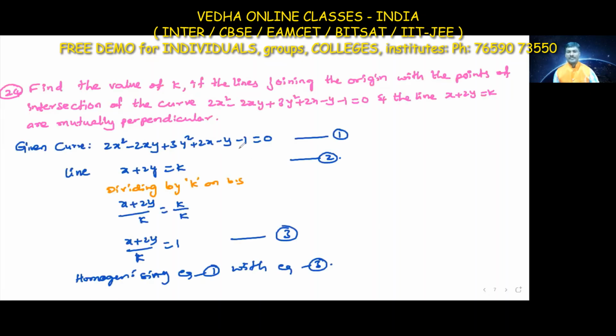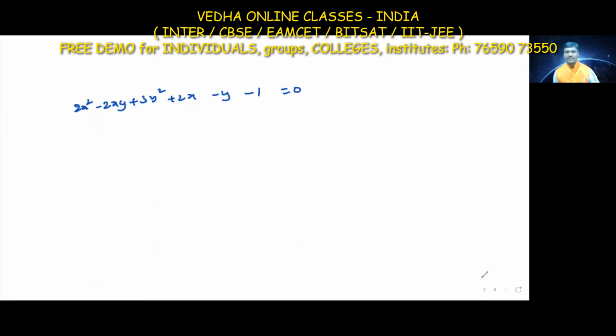Okay, equation 1 I have written as it is. How to homogenize? Homogenizing means I am multiplying the 2x term by 1, the y term also by 1, and the constant by 1 squared. So that is 2x square minus 2xy plus 3y square plus 2x into 1.